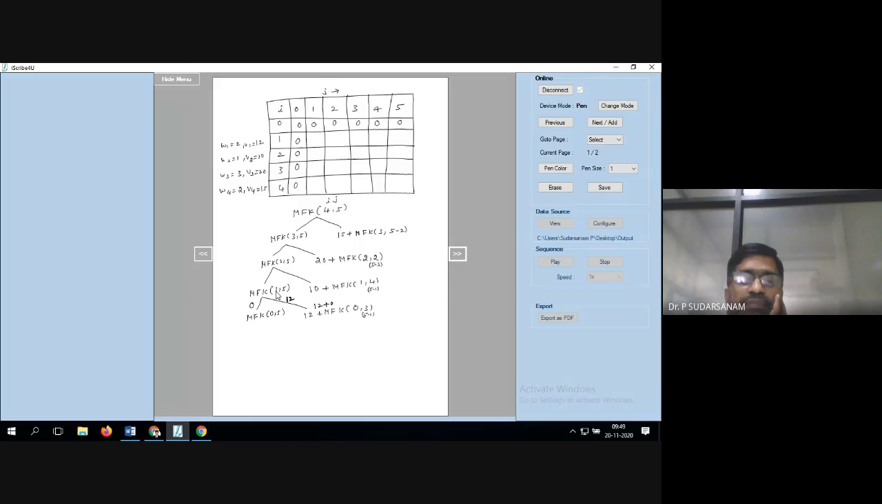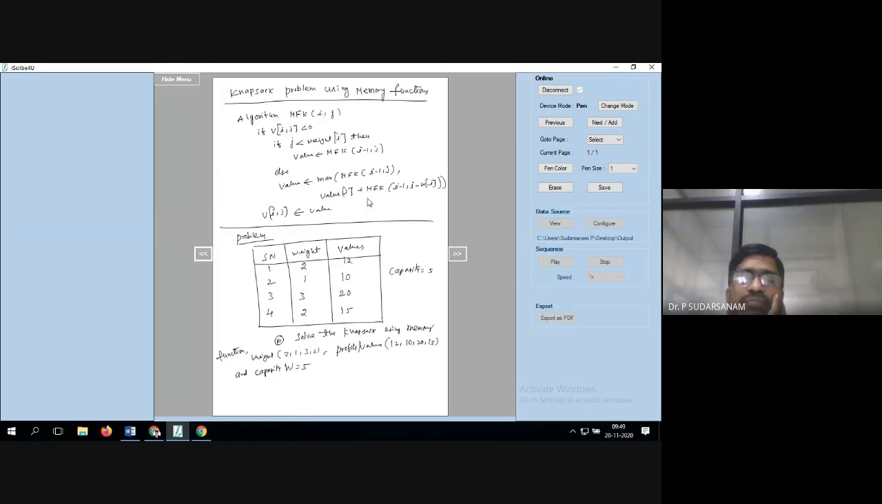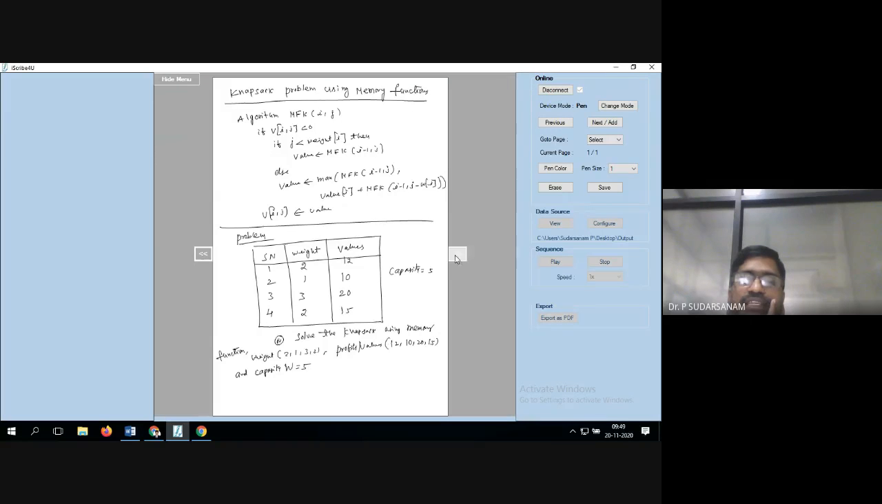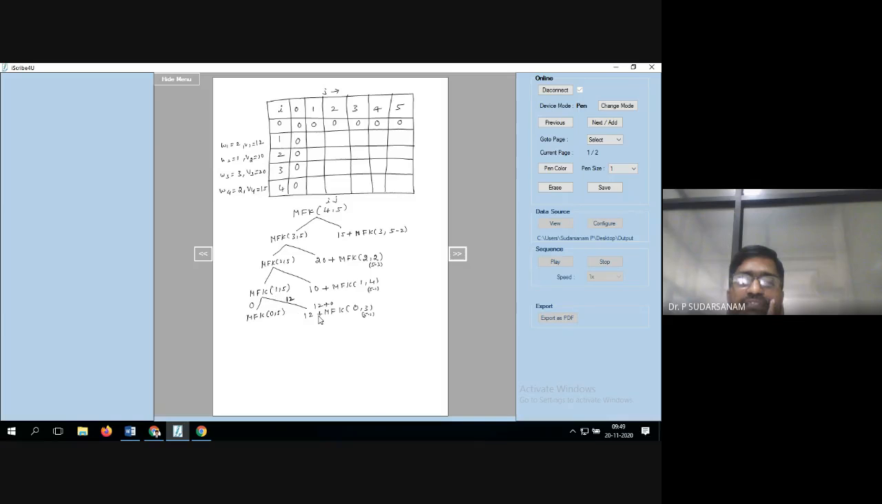Here, this is nothing but the V. Here you see the algorithm. V of I plus MFK of I minus 1 comma j. So the value of I is 1, so V1 is equal to 12. That's what I have written. Plus you have to call the function MFK of I minus 1, so 1 minus 1 is 0, comma j minus w of I. j is 5, w of I is 2, 5 minus 2 is 3. That's what I've written here. Yes, sir. Got it.